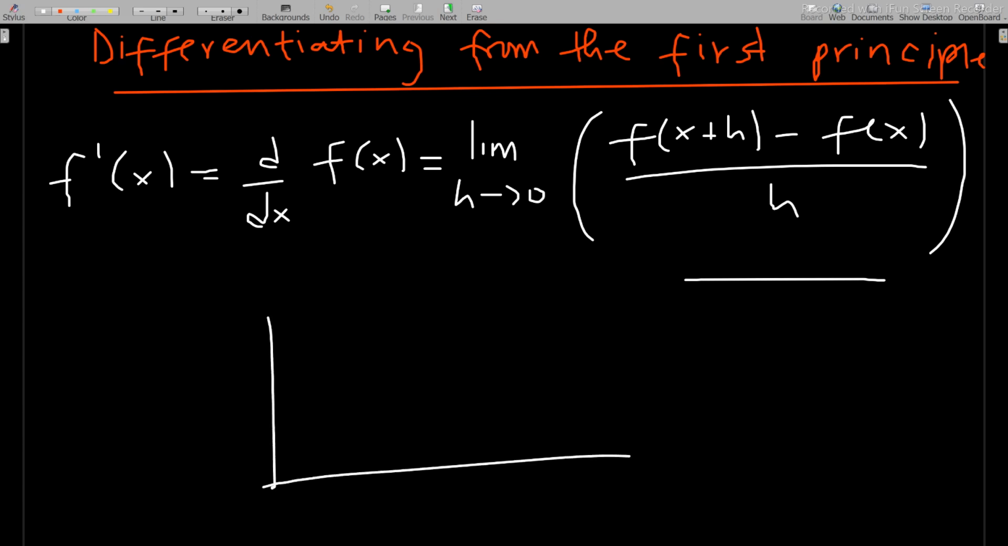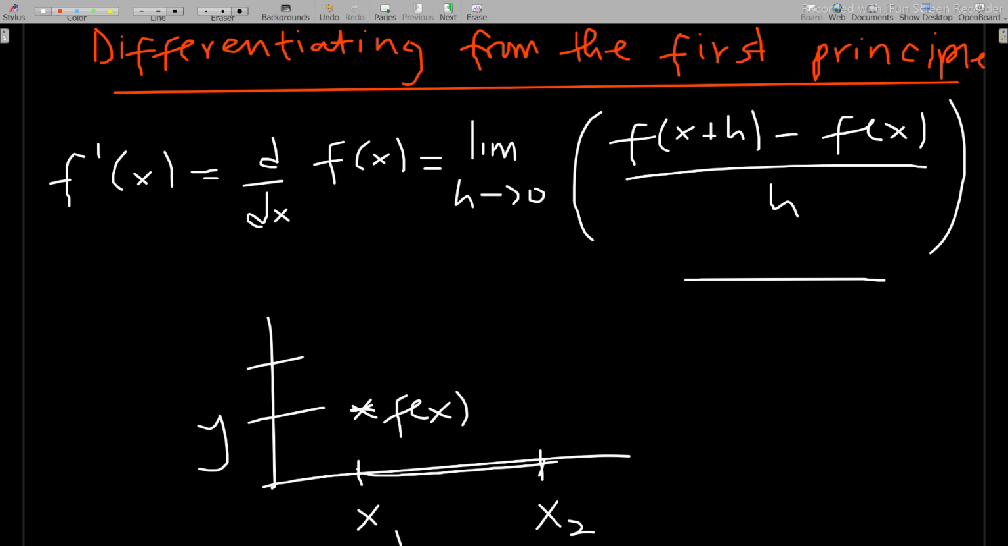You can try to sketch this. You have a function on the y and x axes. Let's say I have x1 here and x2 here. The function at x1 corresponds to a point here on the y axis, which you call f of x. When you increase from x1 to x2, that will be the change in x, which is the h.